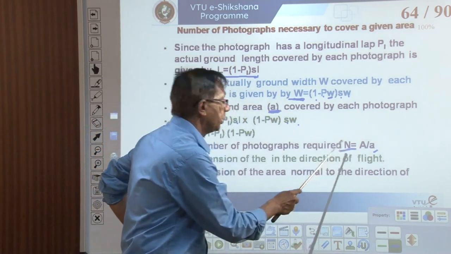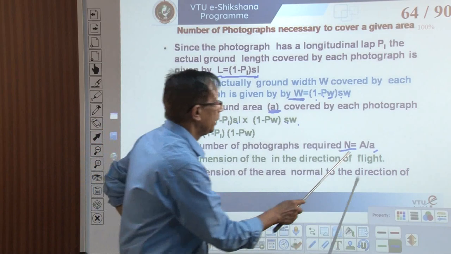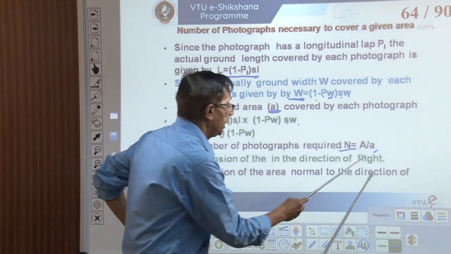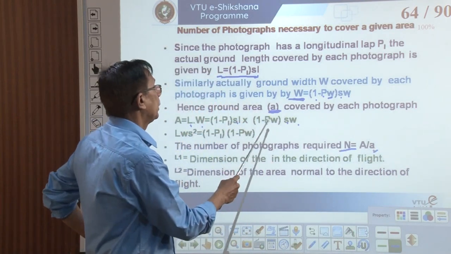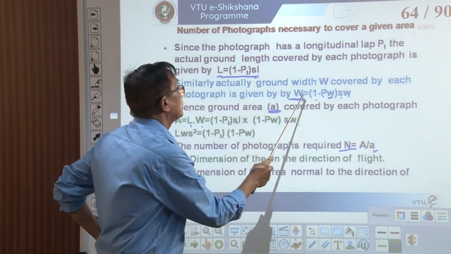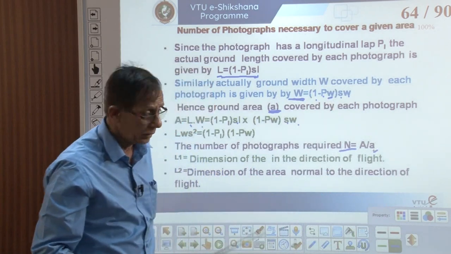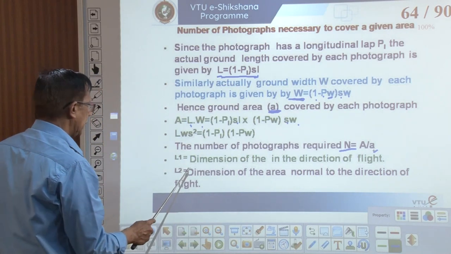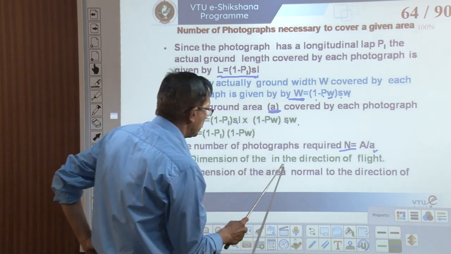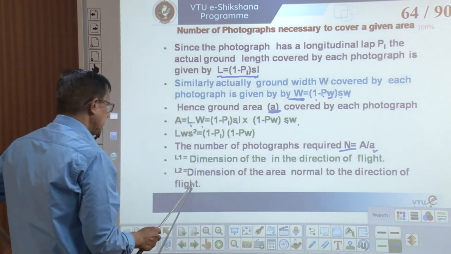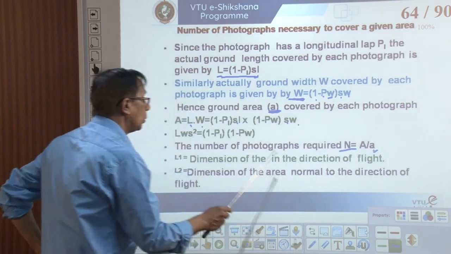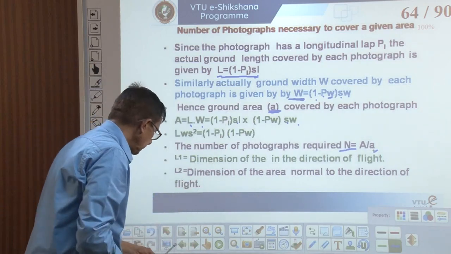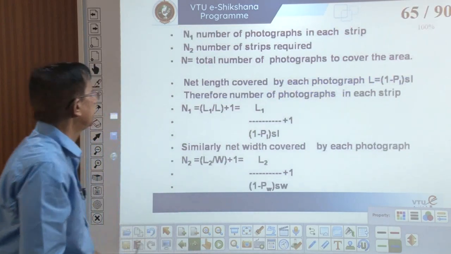Say N is the total number of photographs I require. A is the total area to be covered, say 100 square kilometers, and the area represented by an individual photograph may be 1 kilometer by 1.5 kilometers. Then how much area do I have to cover? So L1 is the dimension in the direction of flight, and L2 is the dimension of the area normal to the direction, that is, perpendicular to the flight.